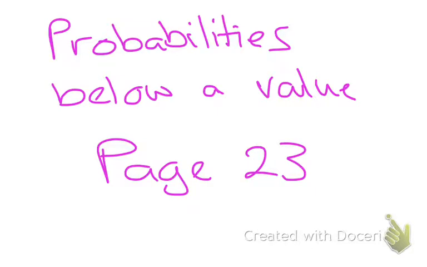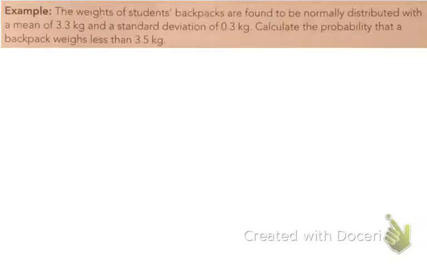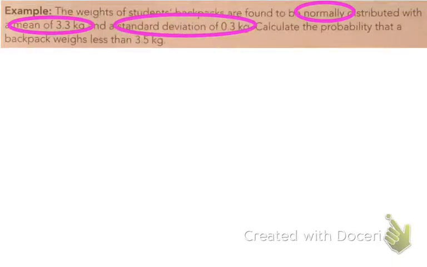We're on page 23 of your workbook, and we're looking at probabilities below a value, and this is for our normal distribution. So what we've got here is an example, and it's our backpack example, so we've seen this one before. And again, our keywords are telling us that it's normally distributed, that they've got a mean of 3.3 kilograms, that they've got a standard deviation of 0.3.